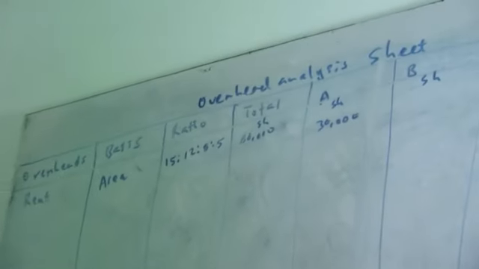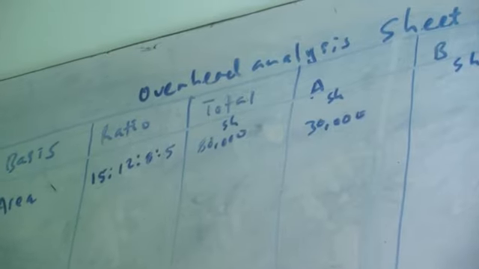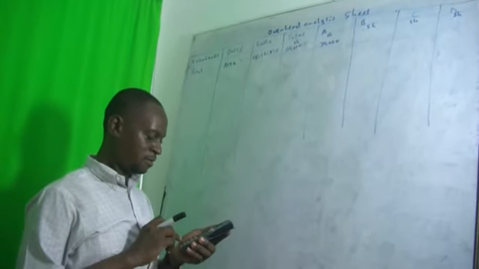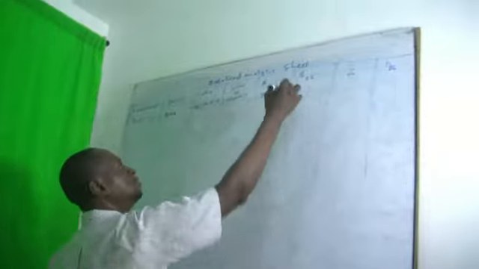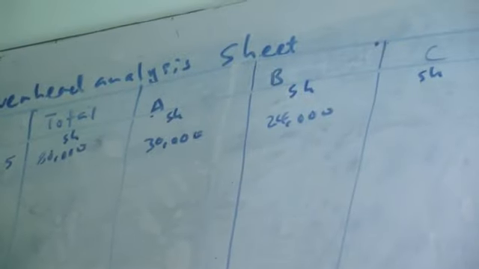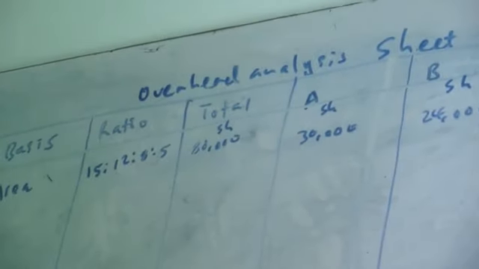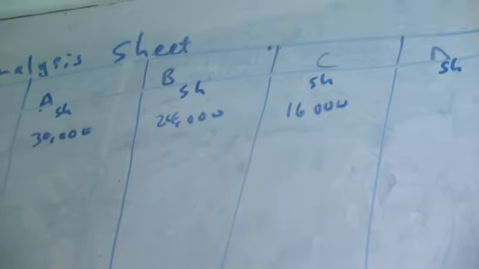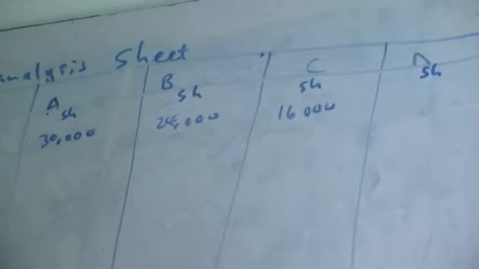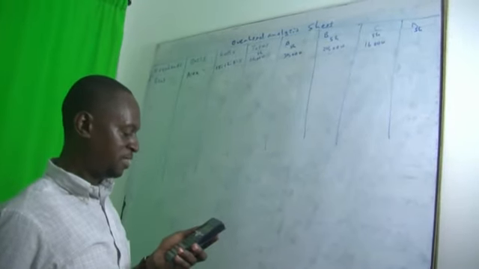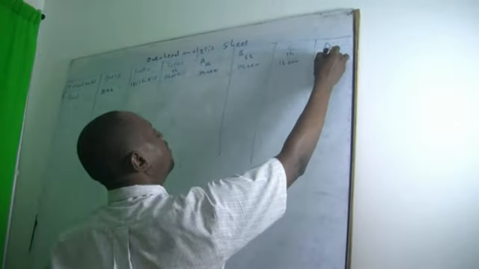Next, we have 12. So we have 12 divided by 40, then you multiply by 80,000. That gives you 24,000. So you write there 24,000 for Department B. Next we have 8, so 8 divided by 40 times 80,000. That gives you 16,000. Now we go to Department D, where we have 5. So we have 5 over 40 times 80,000. That gives you 10,000.